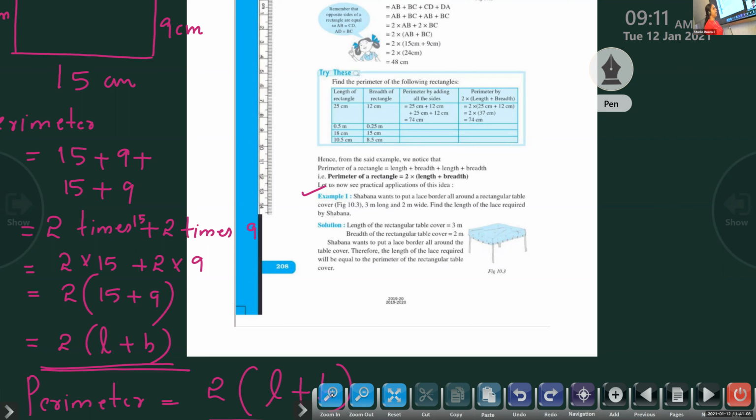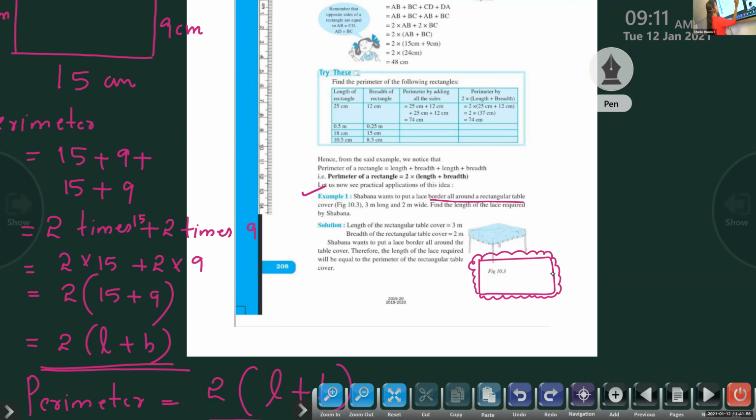Okay, children, did you understand the question? Yes, ma'am. Have you seen table covers? Yes, ma'am. Or simply a kerchief? Around it, sometimes some lace will be there. A rectangular table cover, and around it some lace like this. Isn't it, children? Lace means some embroidery. Have you seen? Yes, ma'am. Some kerchiefs also you might have seen. Okay. So she wants to put a lace border all around a rectangular table cover.